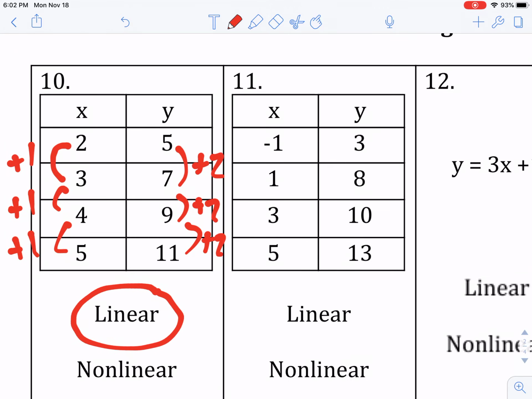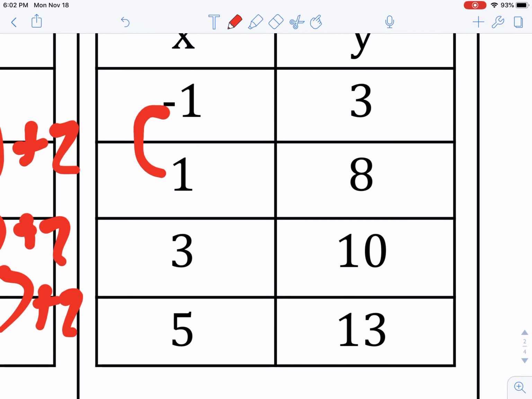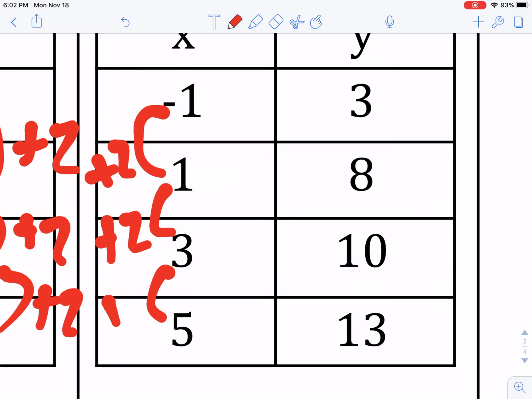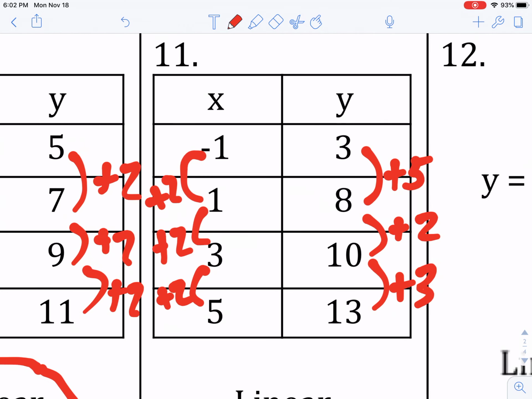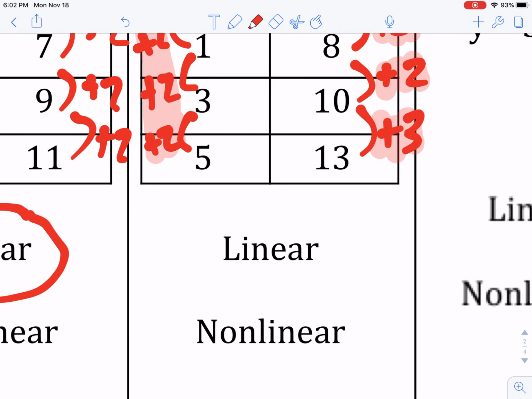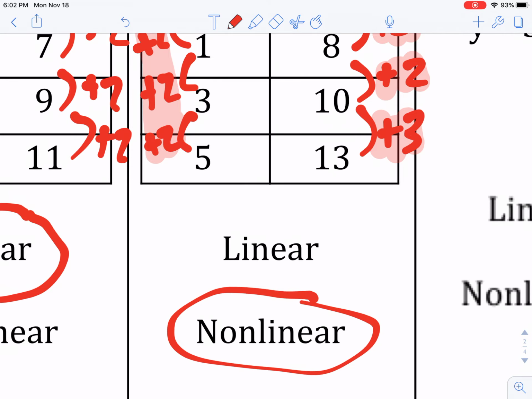But when we look at number 11, we can see that it goes +2, +2, +2. So the x side is constant, but on the y side it goes +5, +2, +3. So it is no longer constant. The y side is no longer constant. See how it goes +5, +2, +3. That's not a constant value when you consider that the other side, the x side, went +2, +2, +2. So that means that this table is nonlinear.